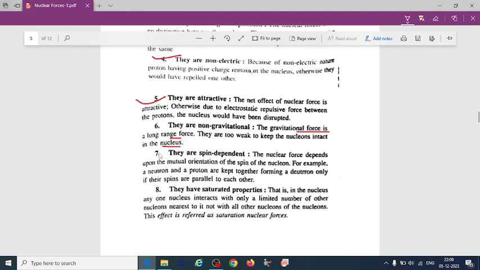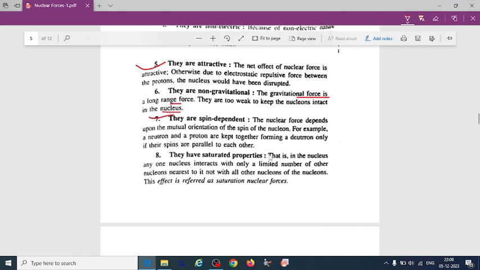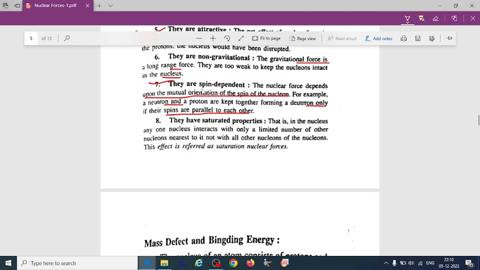They are spin dependent. This is very important, and many questions have been asked on this. The nuclear force depends upon the mutual orientation of the spins of the nucleons. For example, a neutron and a proton form a deuteron only if their spins are parallel to each other. So they depend on spin.